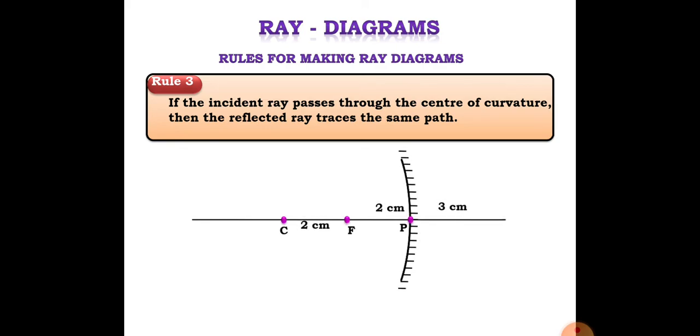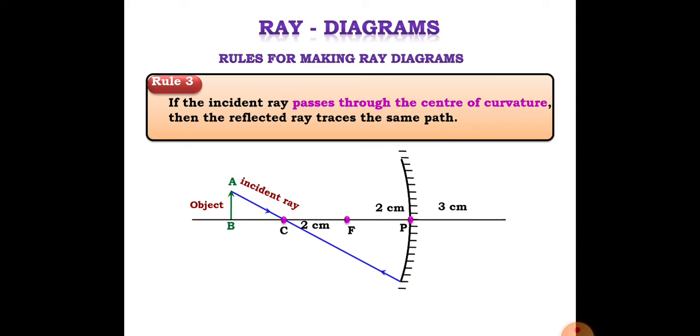Let us understand how. The same diagram again I have drawn. Again here there will be an object, label it as AB. This time the ray of light is going to pass through the center of curvature. It is written in the rule: if the incident ray passes through the center of curvature. This is the incident ray, and after reflection it will trace the same path. Again it will go in the same direction. You can see this arrow on the blue line. It is going through C, and after reflection again it is coming back through C. So that means it is tracing the same path.